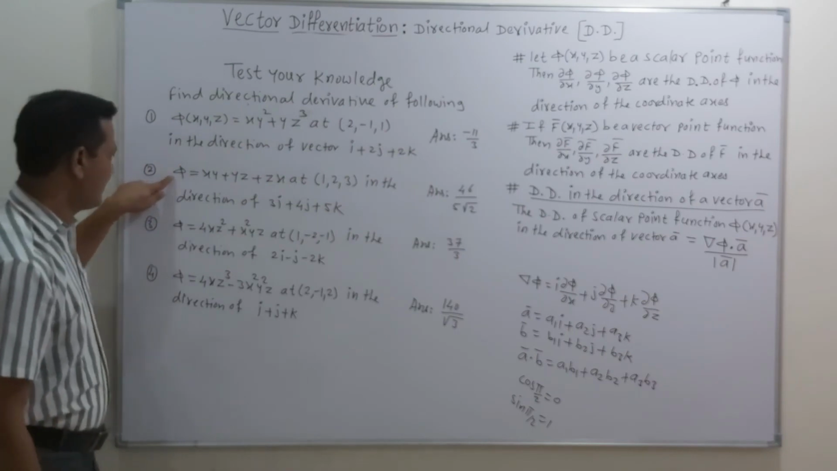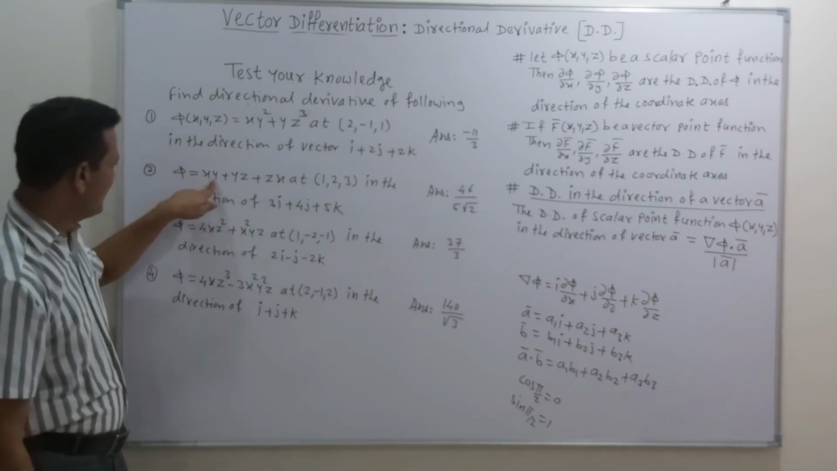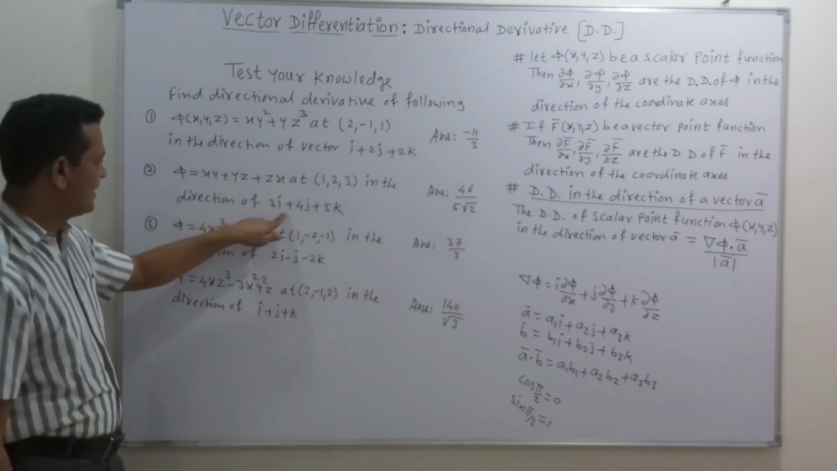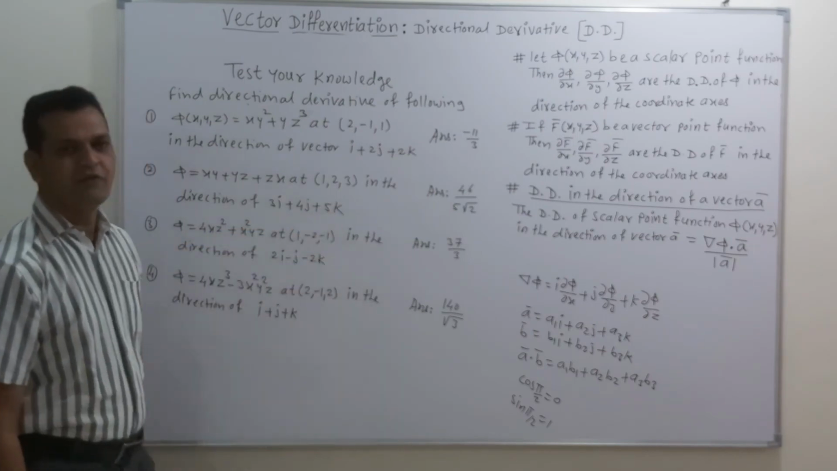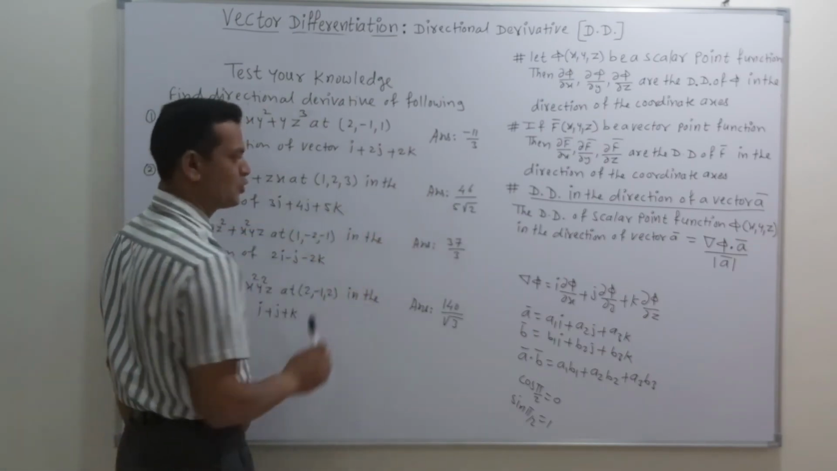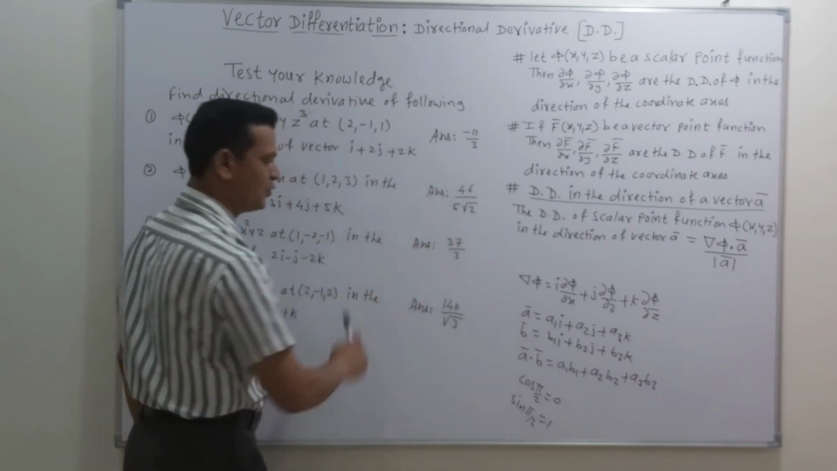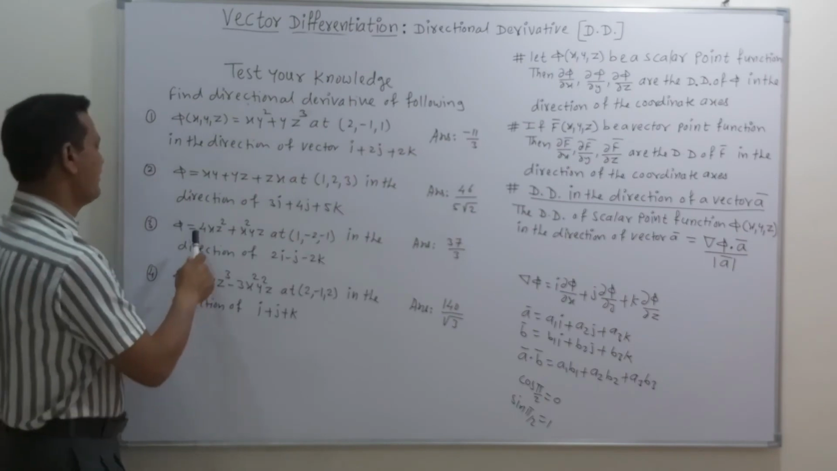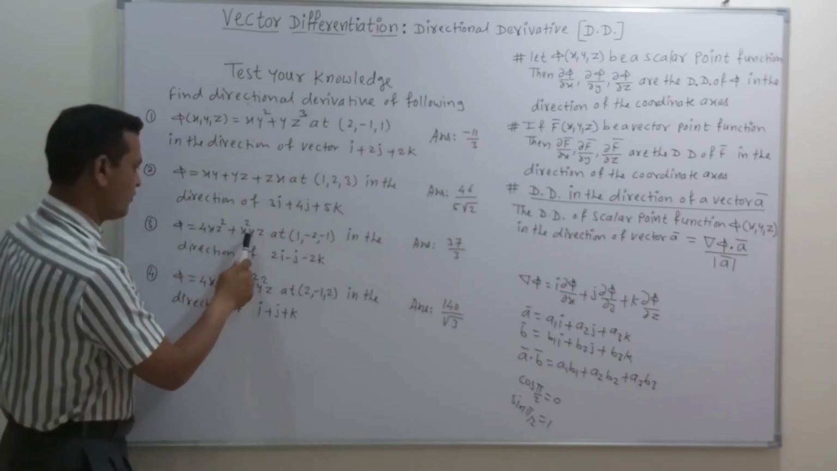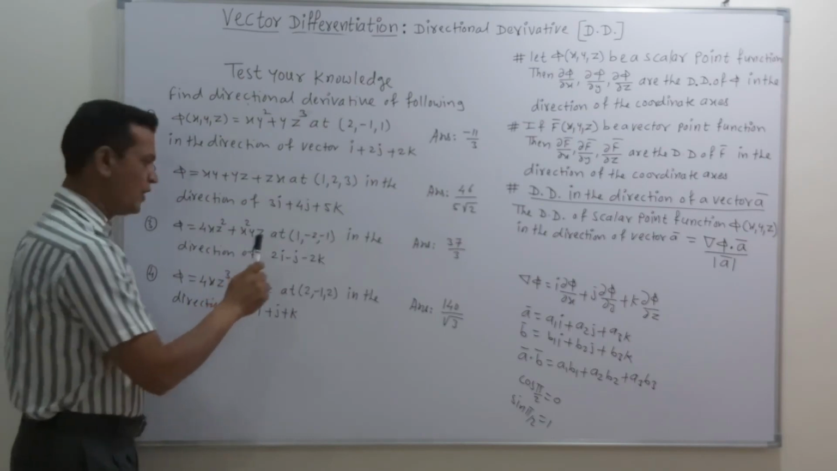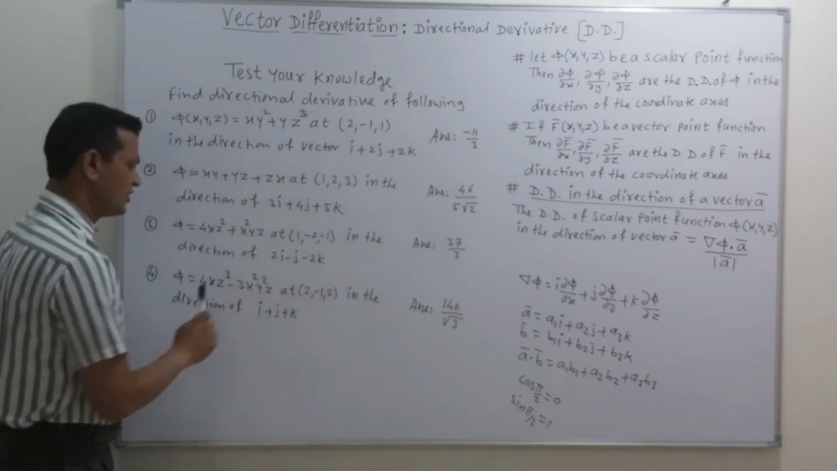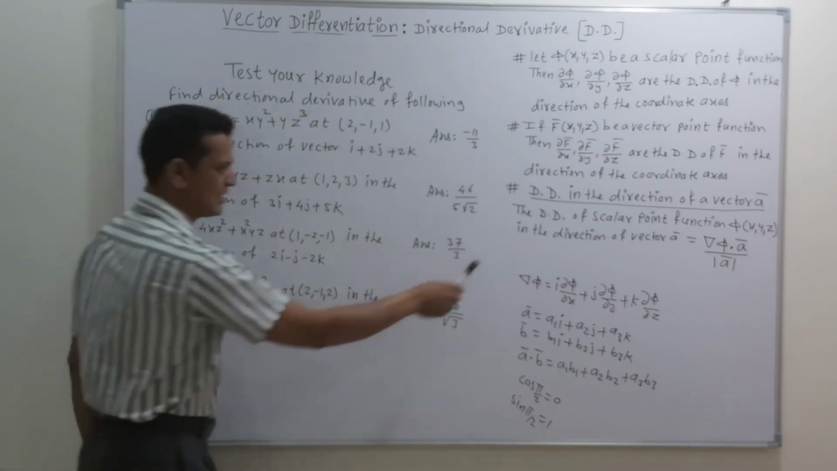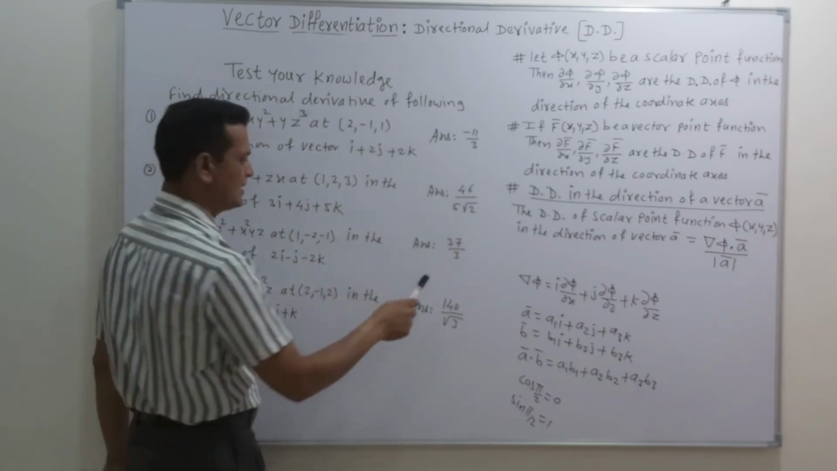The second example is phi defined as xy plus yz plus zx at the point (1, 2, 3) in the direction of vector 3i plus 4j plus 5k. The answer is 46 upon 5 root 2. The third example is phi defined as 4xz square plus x square yz at the point (1, minus 2, 1) in the direction of vector 2i minus j minus 2k. Use the same concept as this one.